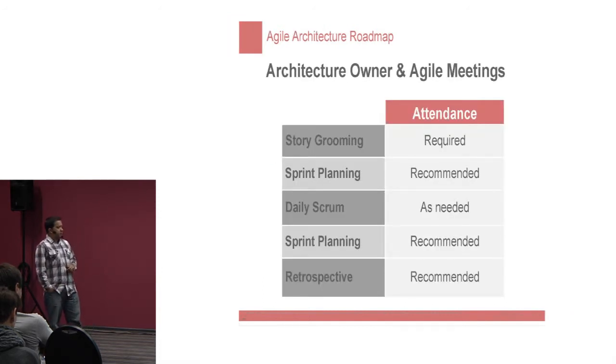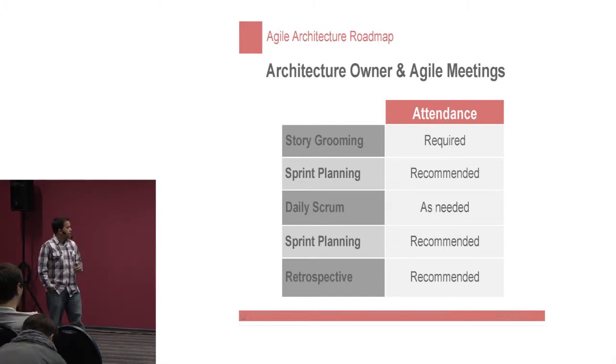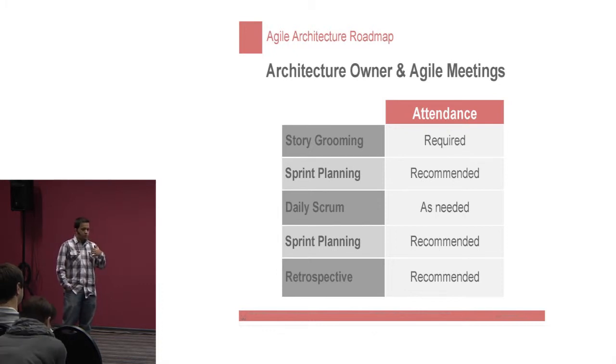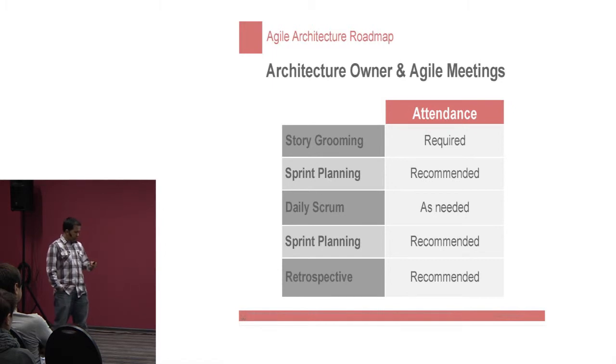From an architectural owner perspective, the main thing is participation in the story grooming sessions. Whenever product comes in with stories, the architect owner needs to be there to understand the impact of those stories, so we can do the proper estimation and have the proper conversations to uncover any issues, and also bring their own stories. So I bring my own stories to product, we go through them and create our estimates, and everything is back in the product roadmap and architecture roadmap, all prioritized.